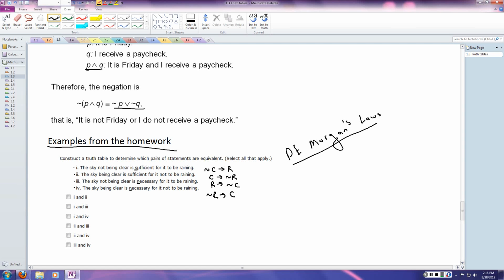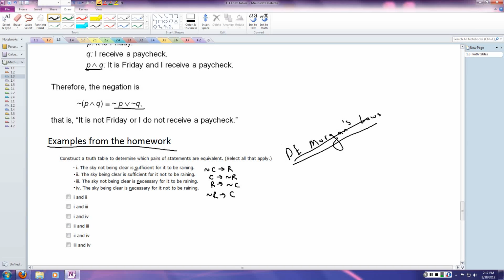So here I have the sky not being clear sufficient for raining. Sufficient tells me the order is the same, so I have not clear implies R. Here sufficient means the same, and I have the sky being clear sufficient for it not to be raining. The sky not being clear is necessary. Necessary tells me I'm going to flip the order, so what's after necessary is actually the premise. So necessary for it to be raining, so R implies not clear. And then not to be raining implies the sky is clear.